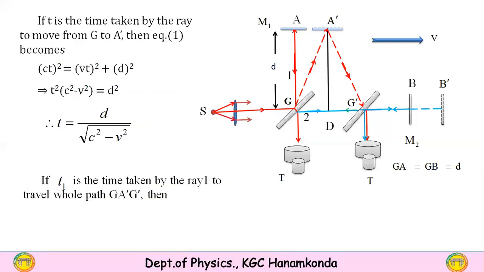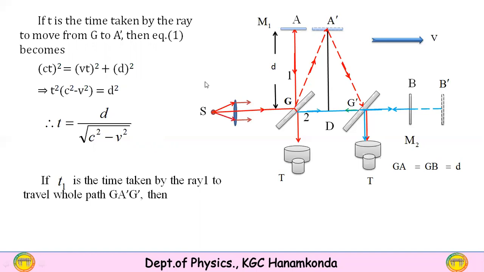If t is the time taken by the ray to move from G to A dash, then equation 1 becomes, here t is the time taken by the ray to move from G to A dash. The velocity of the light ray is c. Therefore, the distance traveled by the light ray is velocity into time. Velocity is c, time is t. Therefore, GA dash will be c into t. That is why I am writing the GA dash value here as c into t.